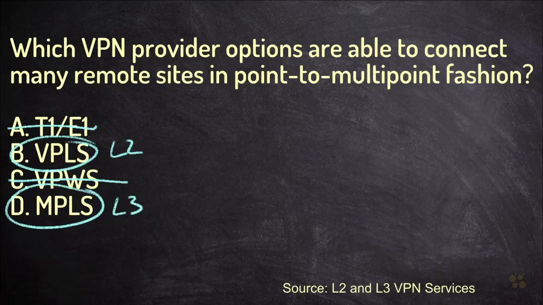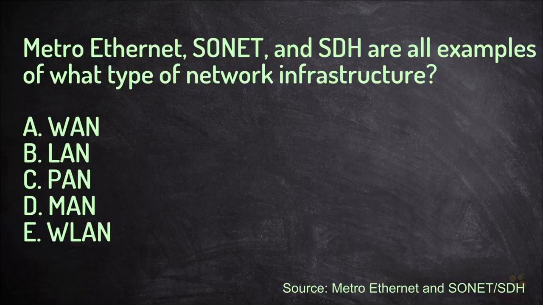At this point, we're going to see a lot of service providers coming to us with MPLS and VPLS design options. And a lot of it's just going to come down to whether we want layer 2 or layer 3 connectivity. Next up, Metro Ethernet, SONET, and SDH are all examples of what type of network infrastructure?